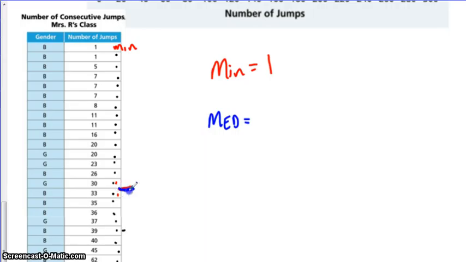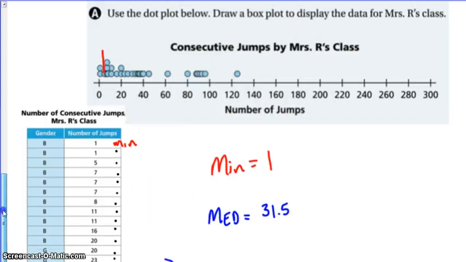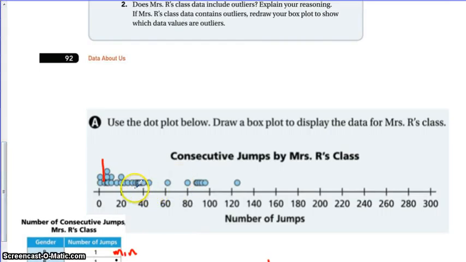The median is going to be halfway between 30 and 33. So we're looking for 30 plus 33 divided by 2. That's 63 divided by 2, which gives us a median of 31.5. So I'm going to come up here and put where I think 31.5 is. Halfway would be 30, so maybe the median is right here.